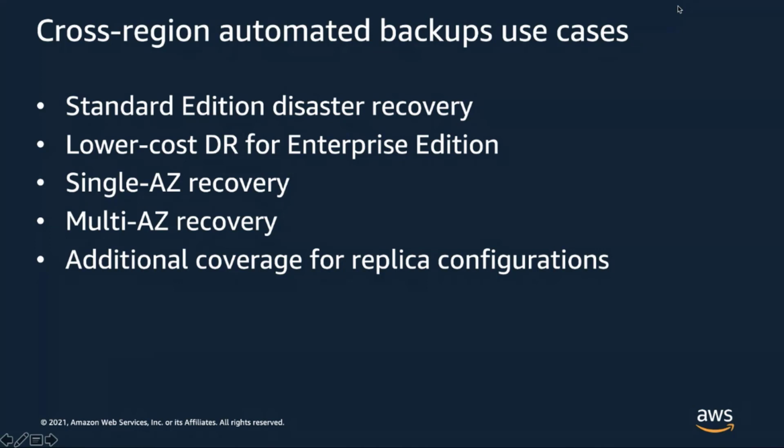Similarly, Enterprise Edition customers may choose not to use replicas for these use cases and choose cross-region automated backup instead. Single AZ and multi-AZ instances also can be complementary to this model, depending on the configuration and requirements of the database. And it also supports additional coverage for different replica configurations. So for example, you might have in-region replicas in the source region for read scaling use cases, but don't want to have additional replicas in a second region. Cross-region automated backups can take care of your use cases there as well.